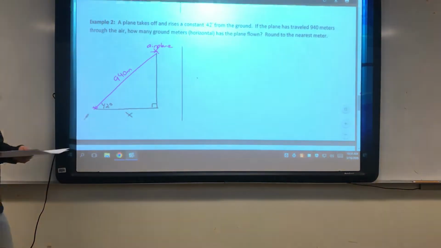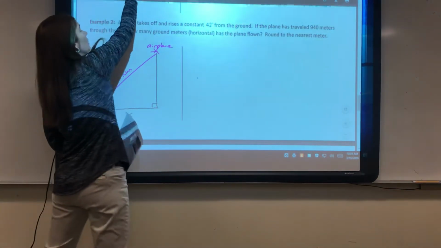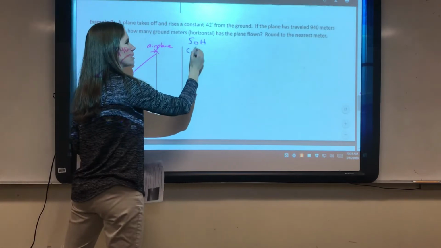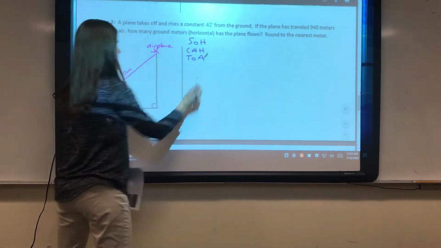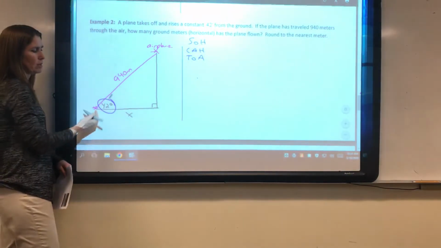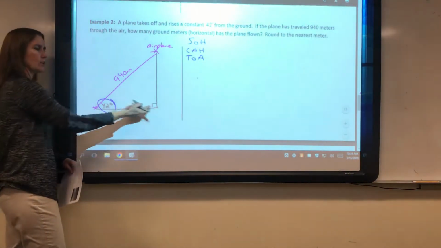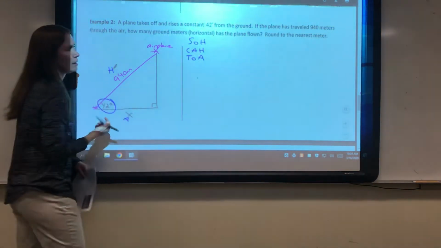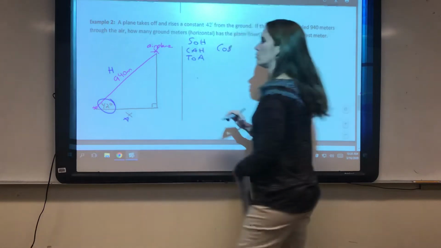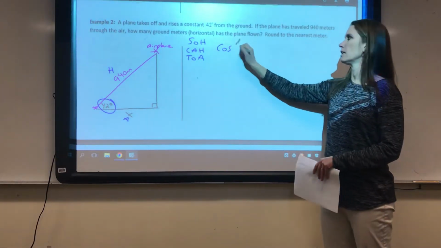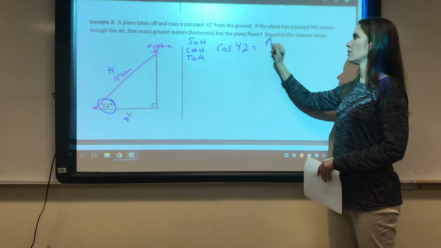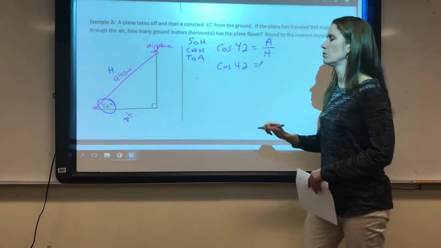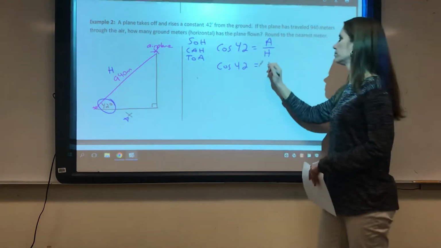Okay, so now that I have my picture labeled, I can figure out if I'm going to use sine, cosine, or tangent. In reference to this angle, here is my adjacent leg, and across from my right angle is my hypotenuse. So A and H means I'm going to use cosine. Cosine, remember, of the angle, not a side length, is equal to A over H. I can plug in what I know. So cosine 42 is equal to x over 940.